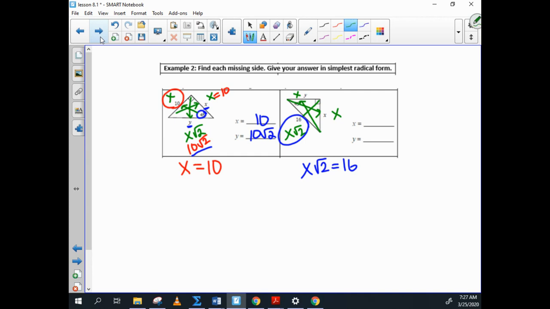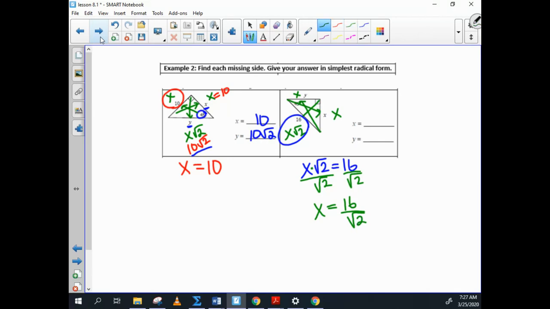So normally when we've got x multiplied by that square root of 2, we can just divide by the square root of 2 to undo that multiplication. That way I'm left with x is equal to 16 divided by the square root of 2.